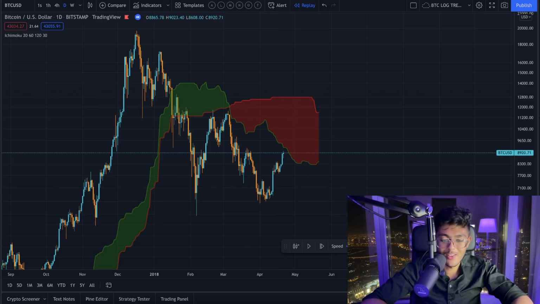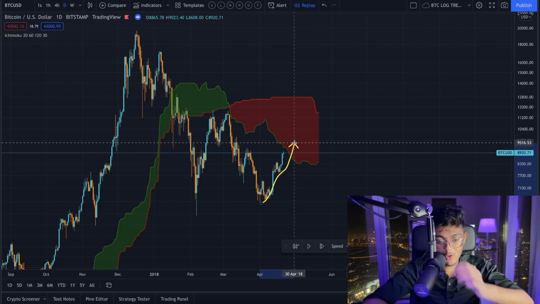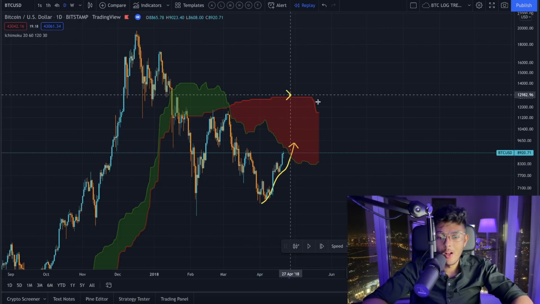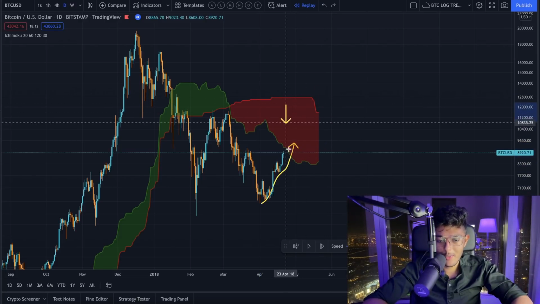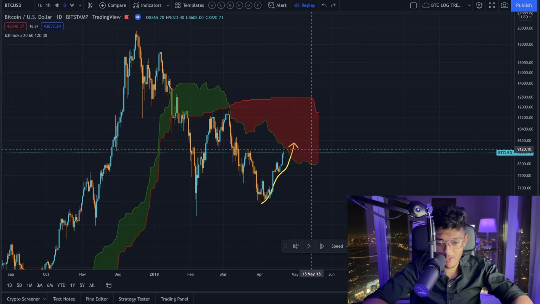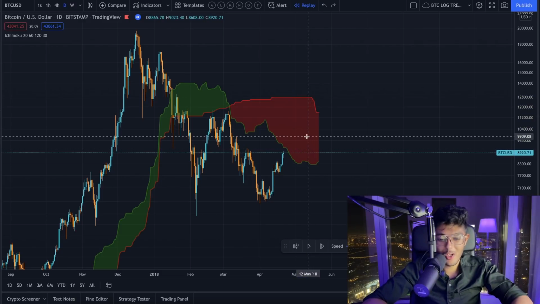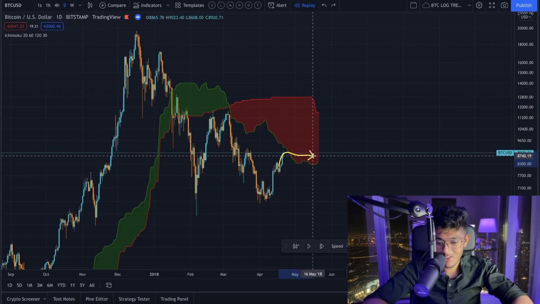I will know that as we approach this resistance area right here, this is a very, very thick cloud. So I'm expecting strong resistance. And it's a very smart indicator, right? Because it's telling me where that resistance might be in the future.